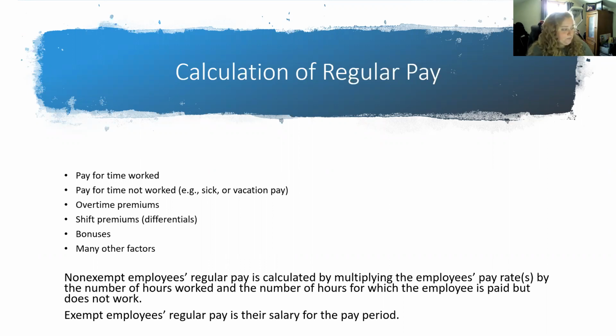Non-exempt employees' regular pay is calculated by multiplying the employee's pay rate or rates by the number of hours worked and the number of hours for which the employee is paid but does not work. Exempt employees' regular pay is their salary for the pay period.